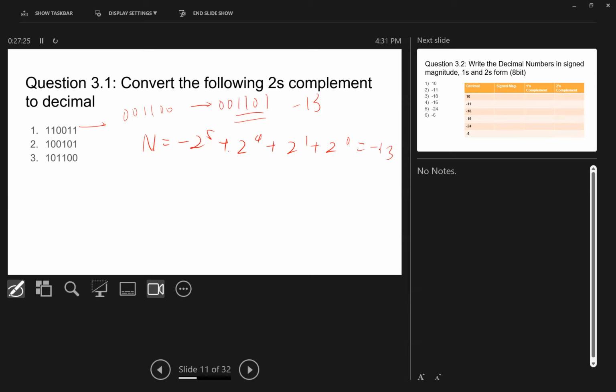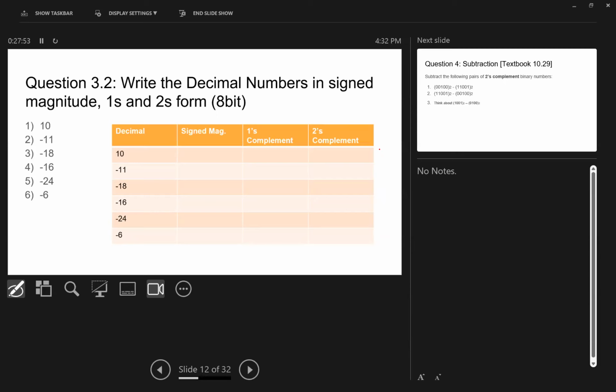So actually, you're going to use 8-bit sign magnitude, 1's complement and 2's complement. For the sign magnitude, you have to transform the decimal to the 7-bit unsigned number, right? Because we have to use the MSB as the sign notation. So the first step, if you want to transform the decimal to the 8-bit sign magnitude, is to transform the decimal 10 to the 7-bit unsigned number, right?